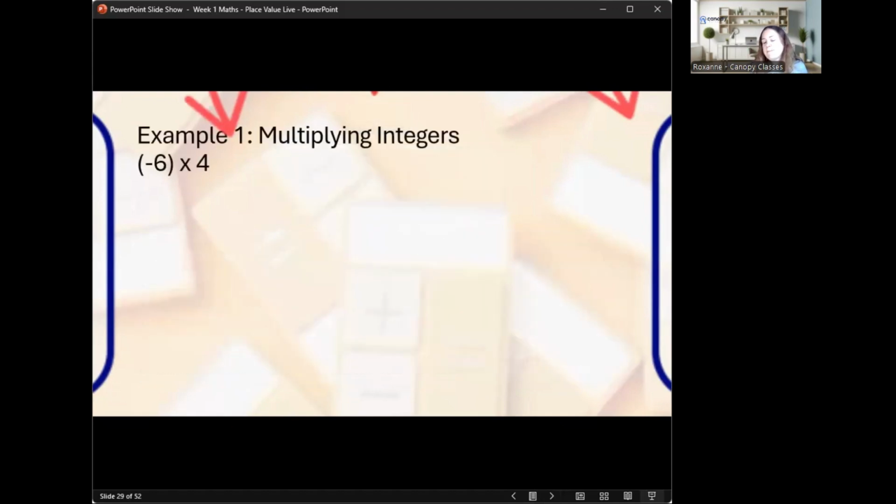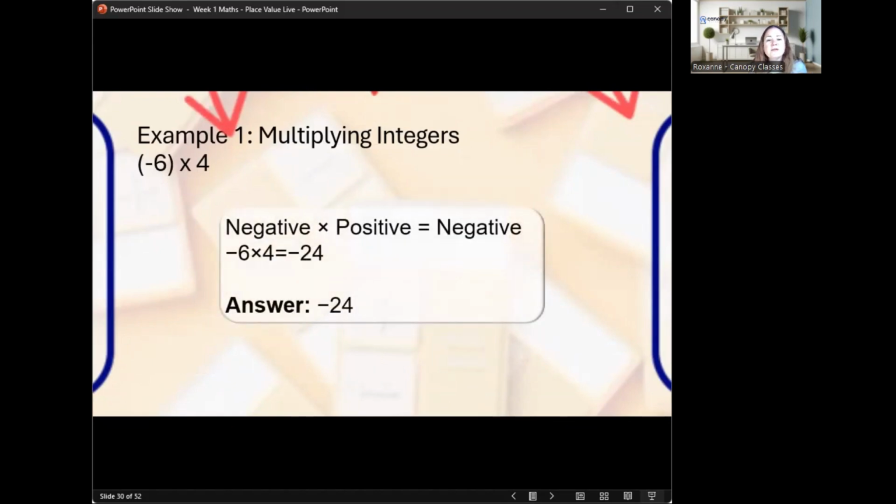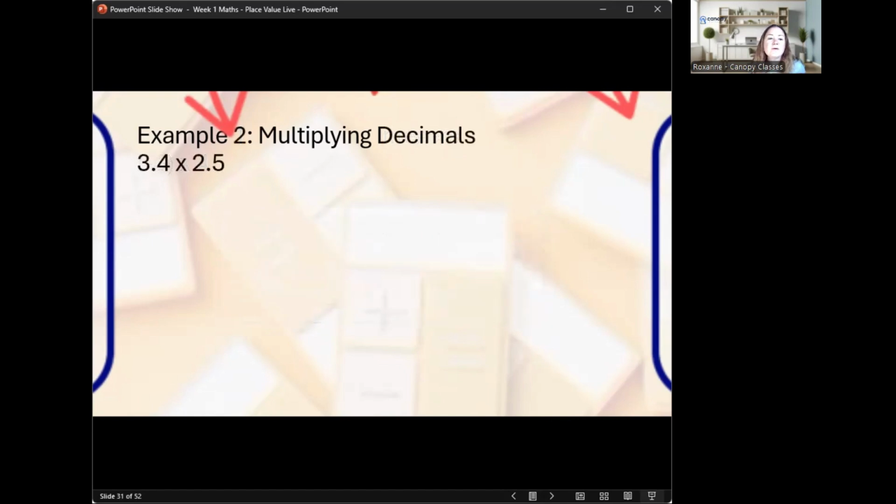So let's have a look. Multiplying our integers then. So we've got negative 6 times by 4. 6 times 4 is 24. Okay, then you look at the signs. I've got 1 negative, 1 positive. My answer must be negative. So negative 24. Then we've got multiplying decimals. So we've got 3.4 times by 2.5.